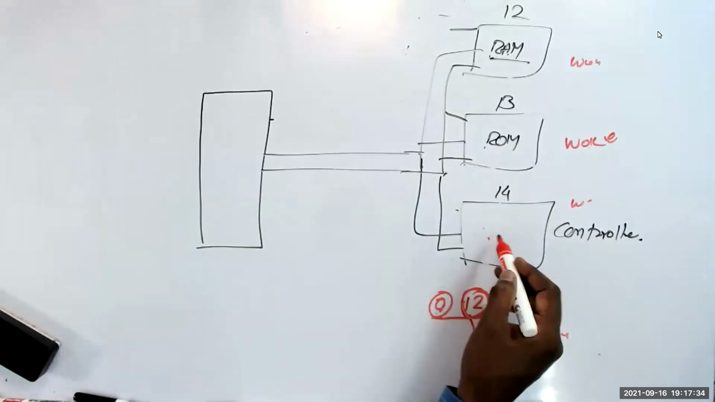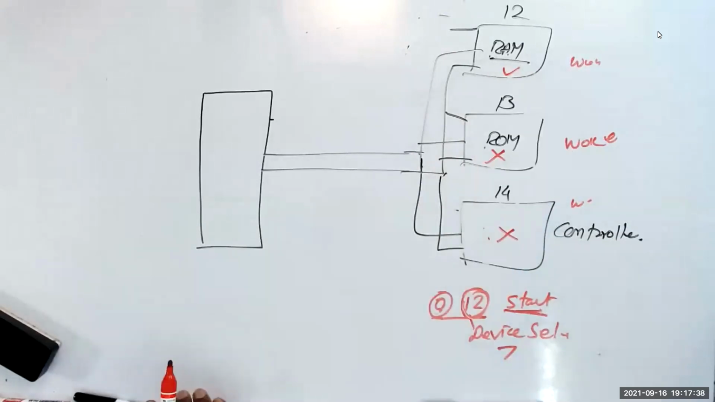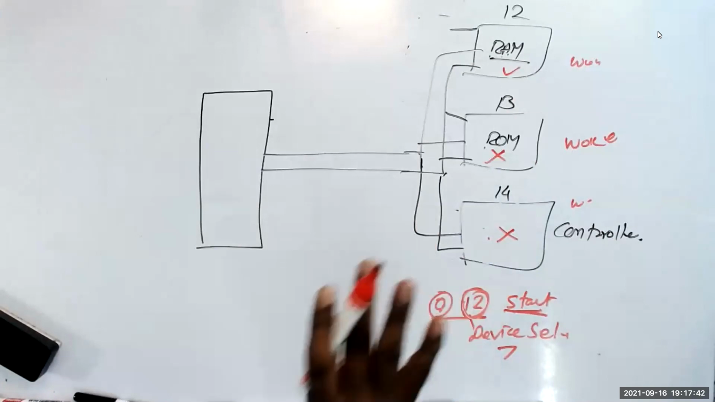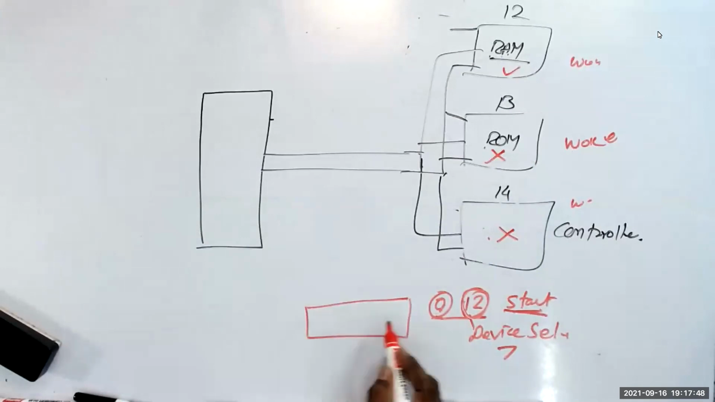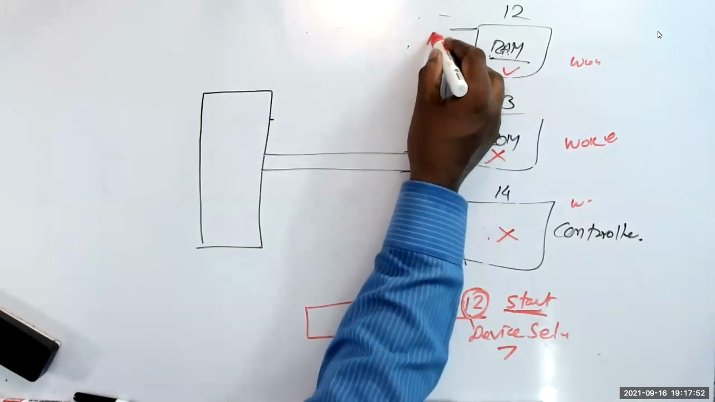Then I put 12. This guy compares. No, it's not mine. It is not mine. This is mine. Yes. Now you put 0. You want to write. So this guy understands you're going to write. Now what you do here is you transmit. Then what happened? This guy gives you the acknowledgement.